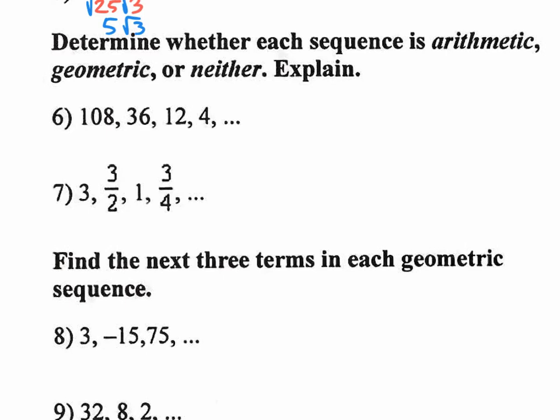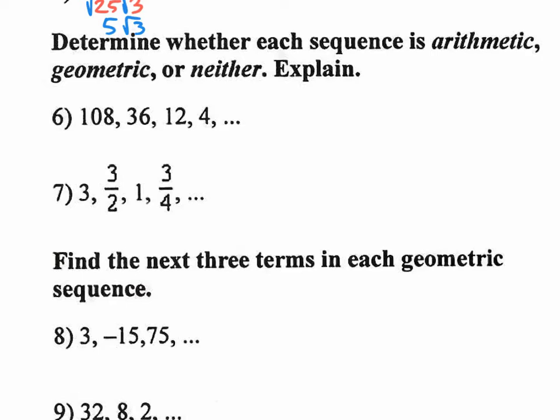Determine whether each sequence is arithmetic, geometric, or neither, and explain. So we need to check if there's a common difference. If there is a common difference, that's arithmetic. We need to check if there's a common ratio. If there's a common ratio, that's geometric. So remember, to do that, it says on the board, you pick a number and subtract the number before it. Or you pick a number and you divide it by the number before it.